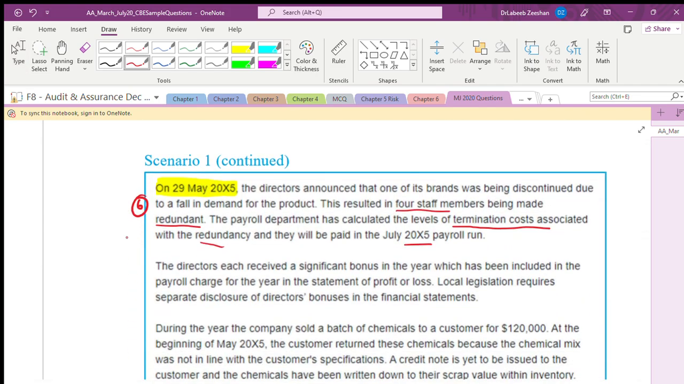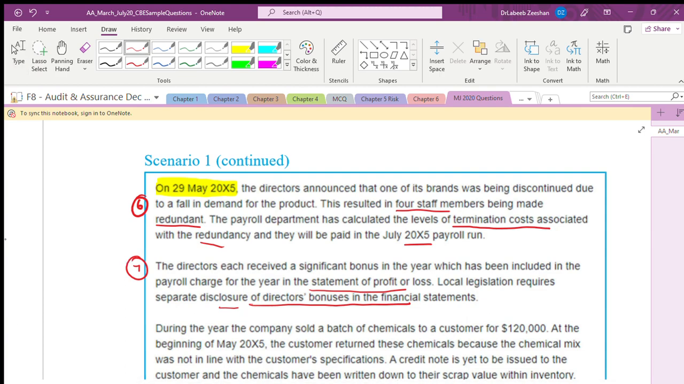The directors each received a significant bonus. This is point number 7. This is an audit risk. The significant bonus in the year has been included in the payroll charge for the year in the statement of profit and loss. Local legislation requires separate disclosure for directors' bonus in the financial statements. Means they have received a significant bonus which has been included in the payroll.